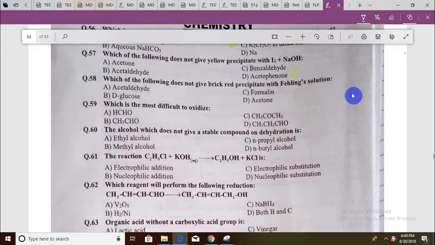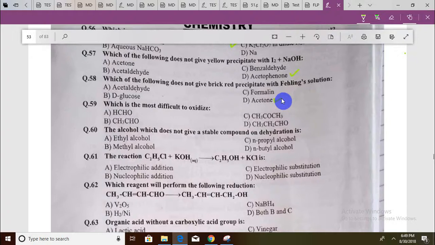Which of the following does not give a brick red precipitate with Fehling's? Formalin does, because formalin is an aldehyde. Acetaldehyde does. D-glucose does, because it is an aldose portion. Acetone does not. Now, formalin has been specifically mentioned in the book and in parts of the syllabus which are usually tested.